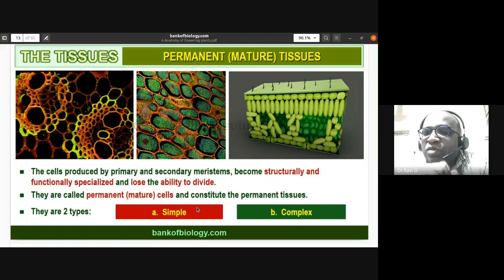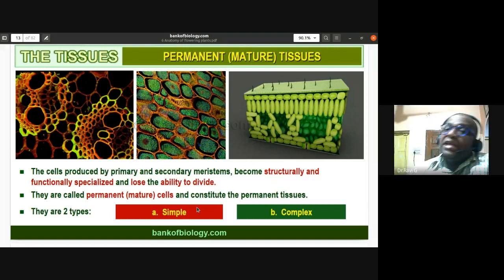In case of gymnosperms, it would be tracheids, xylem parenchyma and xylem fibers. Similarly, phloem in angiosperms is composed of the sieve tube, phloem parenchyma and phloem fibers. Sieve tube is found in association with the companion cell. In gymnosperms, the phloem is made up of sieve cells.